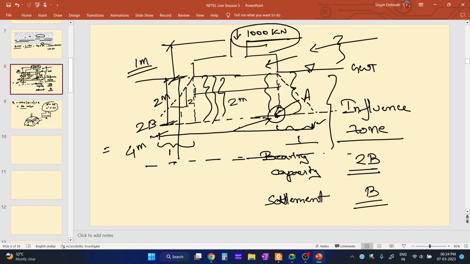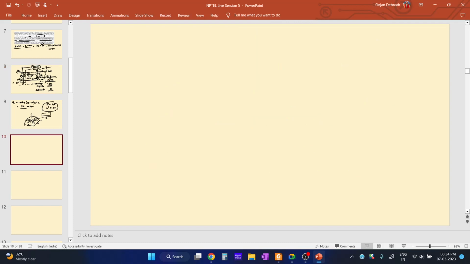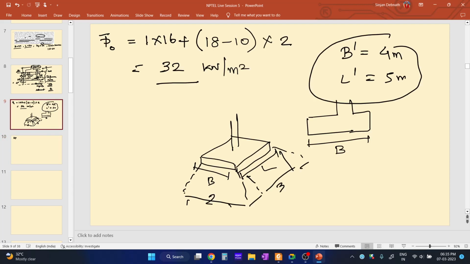So what is the stress at this position, at point A? Stress due to this 1000 kilonewton. We must denote it by using del P, because it is the additional stress. Additional stress means it is the stress apart from the overburden pressure that was originally acting. The overburden pressure that was initially acting is 32 kilonewton per meter square.